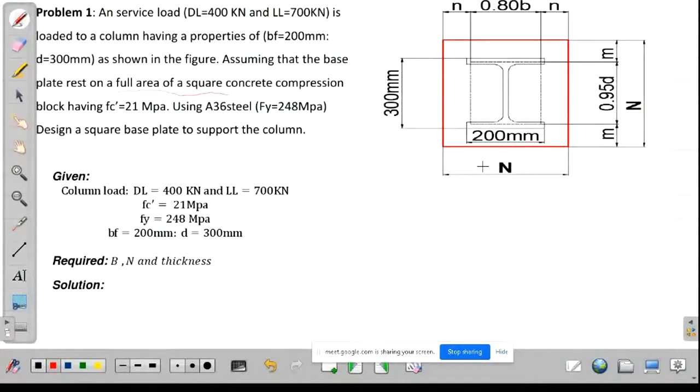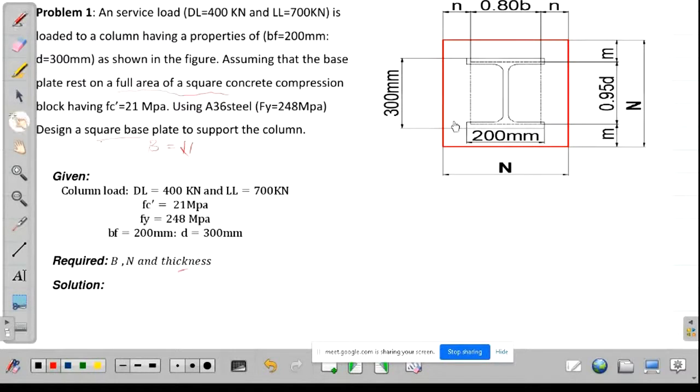And then we also have here given FC prime that is equal to 21. And then yung FY natin is equal to 248. We have to design a square base plate to support the column. So pag sinabing square, yung B natin is equal to N. Okay? And then of course, we also have to solve for the thickness.